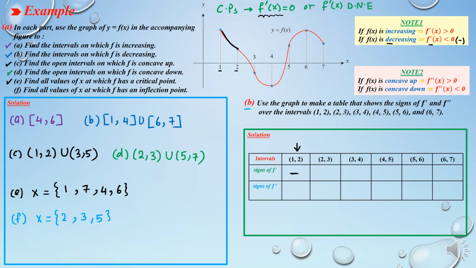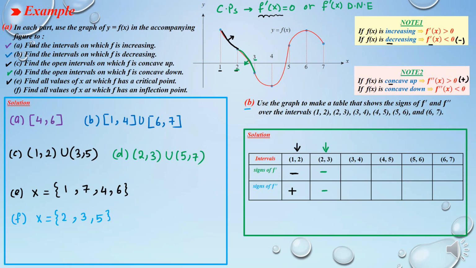Now in this interval from 1 to 2, the function is concave up, and when the function is concave up, the second derivative will be positive. So the sign of f double prime is positive in this interval. Now in the second interval from 2 to 3, as you see, the function is also decreasing, which means the sign of f prime is negative, and the function is concave down in this interval. Concave down means the sign of f double prime is negative also.